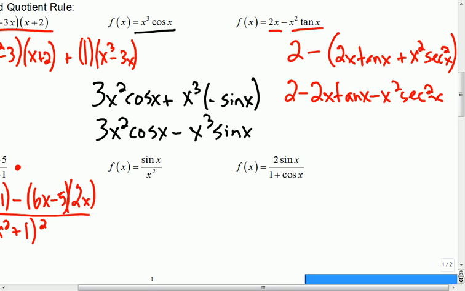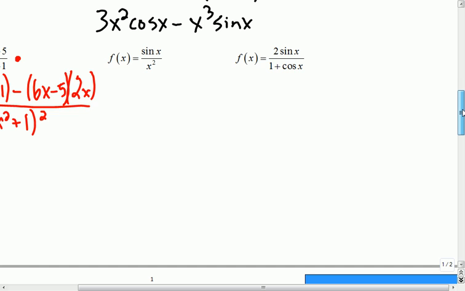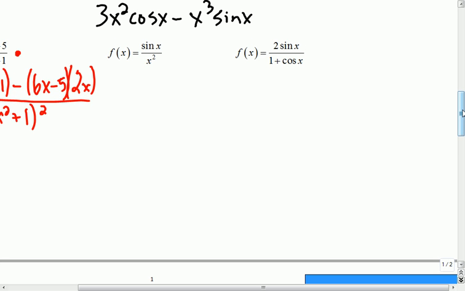Okay, so let's try the quotient rule for the first one, sine x over x squared. Everybody okay? For this one, it's going to be the derivative of the top, which is cosine, times the bottom, take away the top times the derivative of the bottom, and it's all over the bottom squared, which would be x to the 4.